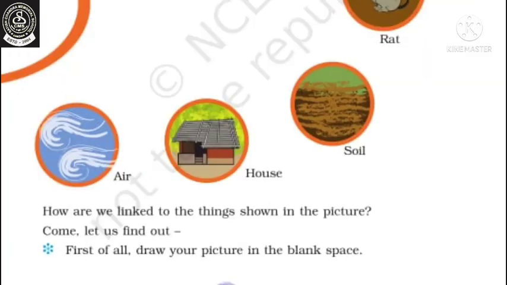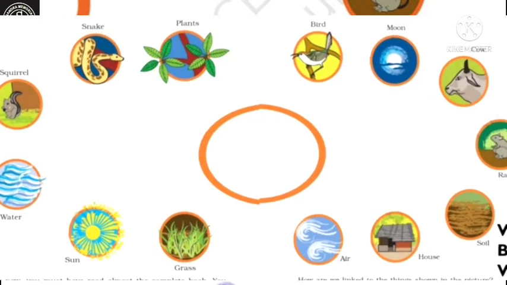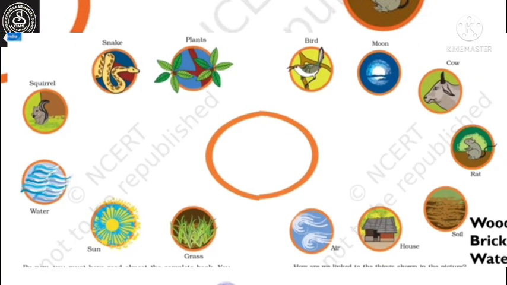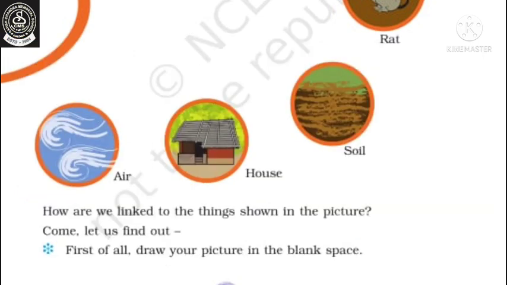Now let's see what is written in the next page. How are we linked to the things shown in the picture? So you can see there is a picture given in your book. What you have to do? We have to understand how all these pictures are linked with each other. Now, come, let us find out.